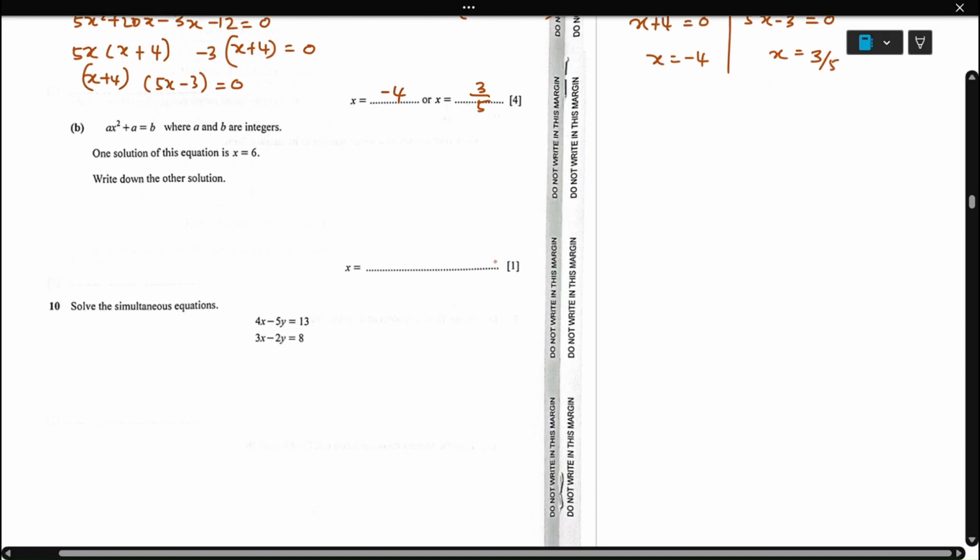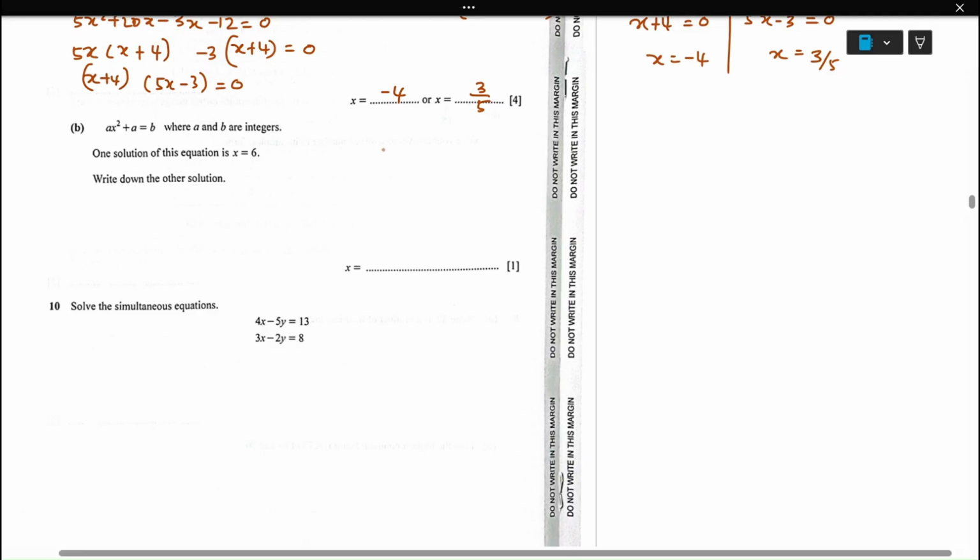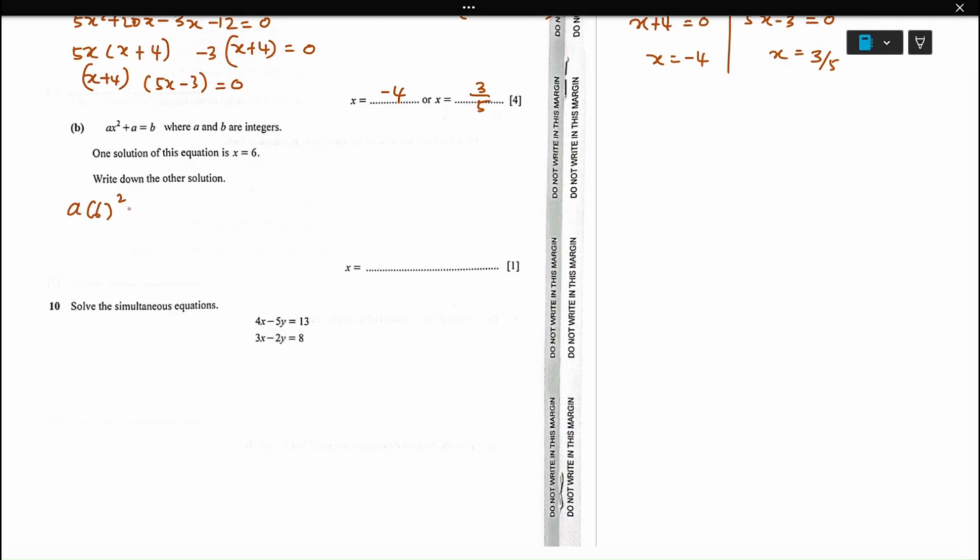Next question, ax² + a = b, where a and b are integers. One solution of the equation is x = 6. So write down the other solution. So just plug in x = 6. a(6²) + a = b. So 36a + a = b. So 37a = b.